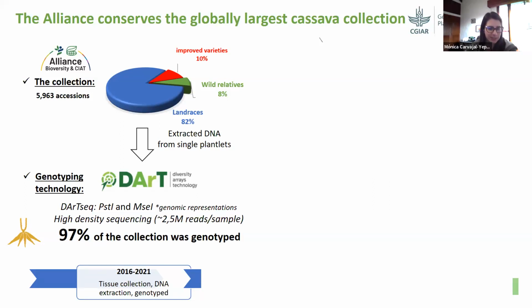From 2016 to 2021, we have been collecting tissue and extracting DNA from each of the plantlet accessions that we conserve. So we conserve cassava in vitro. And we have used DArT-seq as the genotyping platform to produce the DSI for the cassava collection. We have managed to complete 97% of the collection being genotyped.